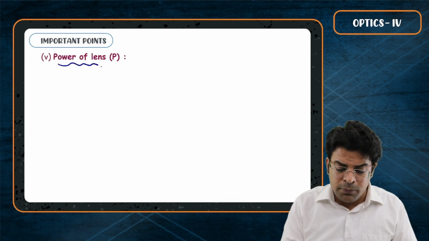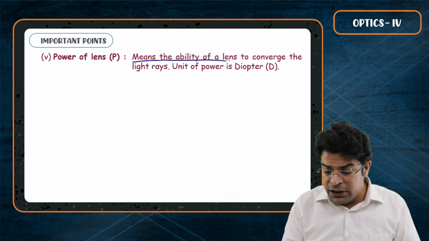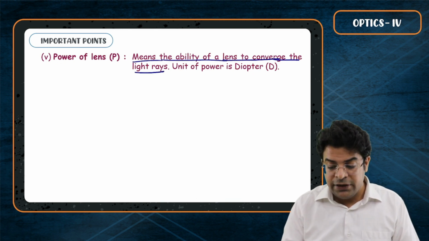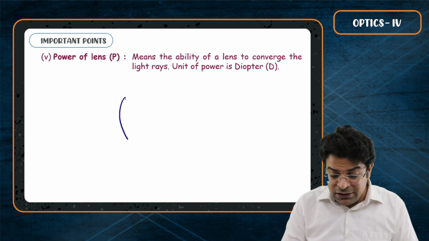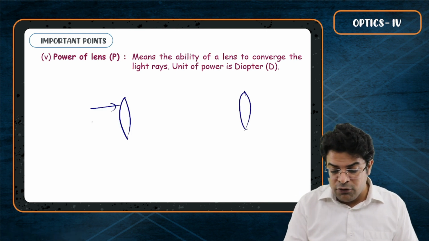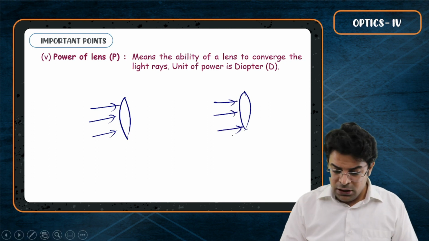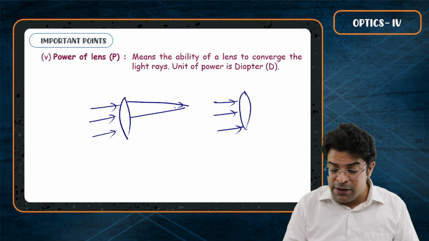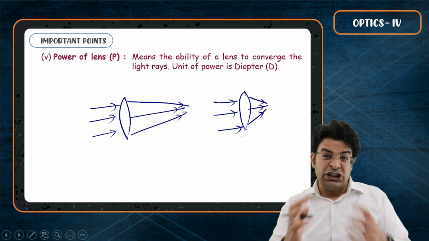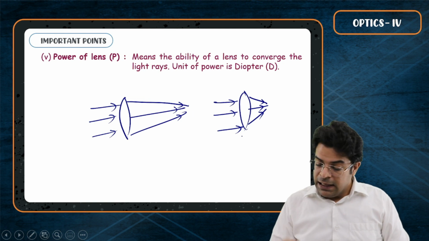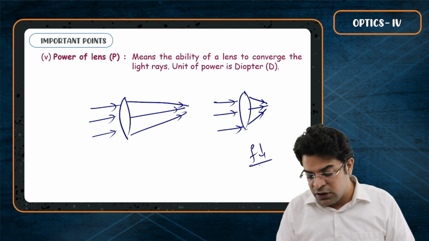There is something called the power of the lens, meaning the ability of a lens to converge light rays. The greater the power, the faster it converges. If you have two lenses and you hit parallel rays on both of them, the first one converges them at a greater distance and the second one converges them quicker. You will say the second one is more powerful, which means the second one has a lesser focal length.